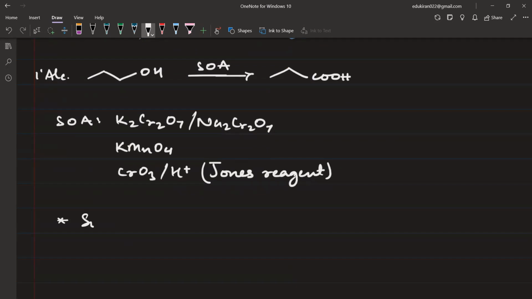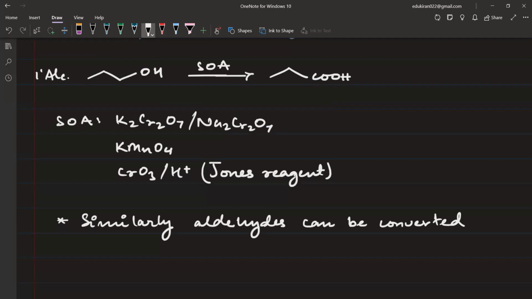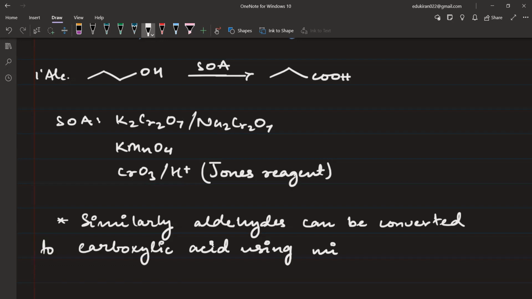Similarly, aldehydes can be converted to carboxylic acid using mild or strong oxidizing agent.